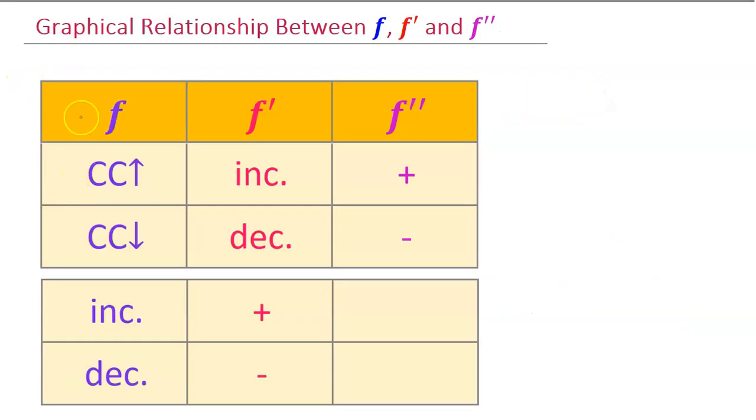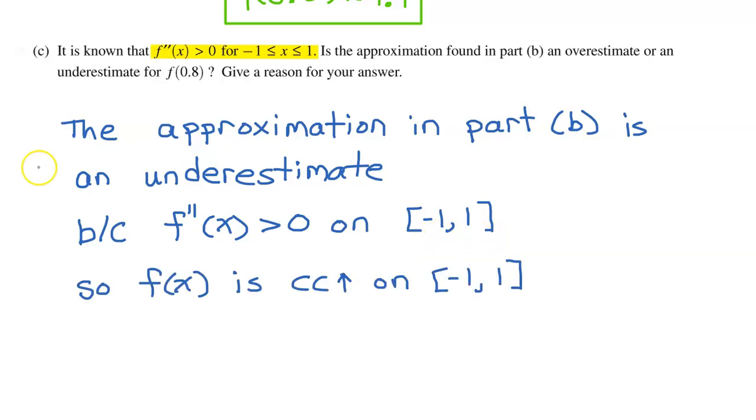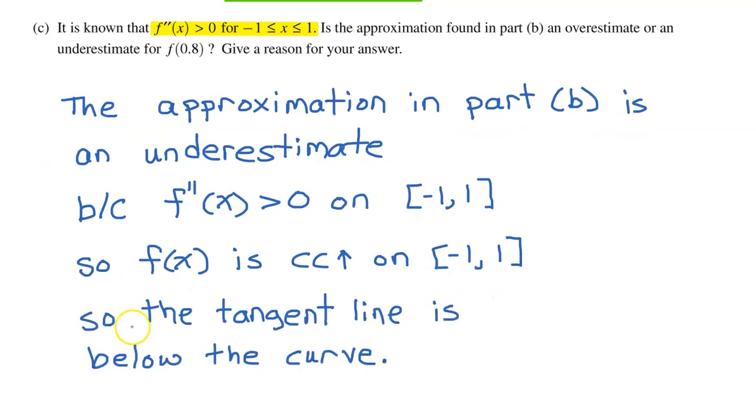Looking at the graphical relationship between f, f prime, and f double prime, we know that f will be concave up when f double prime is positive. So the approximation in part B is an underestimate because f double prime is positive on the interval from -1 to +1. So f of x is concave up on the interval from -1 to +1. So the tangent line is below the curve.